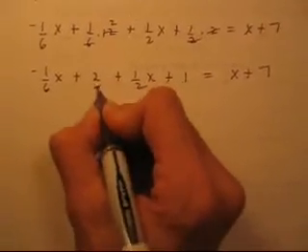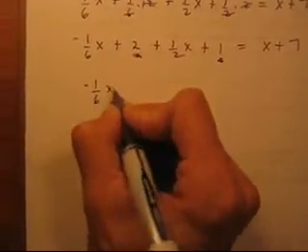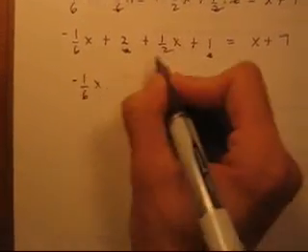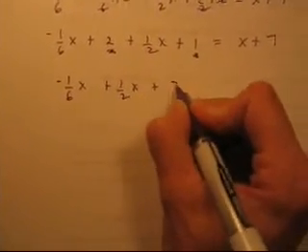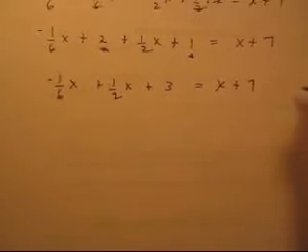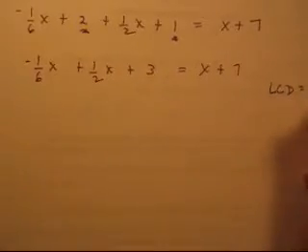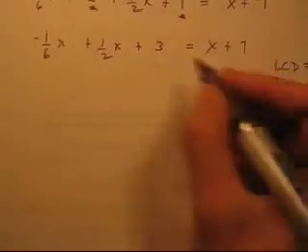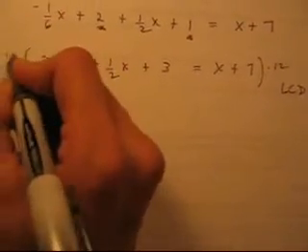And now I'm going to go ahead and add the 2 and the 1 together, just to give us a little bit less to look at. So minus 1/6x plus half x plus 2 plus 1 is 3 equals x plus 7. Now we're going to figure out what's the LCD. Least common denominator will be 12. So we want to multiply both sides of the equation by 12.